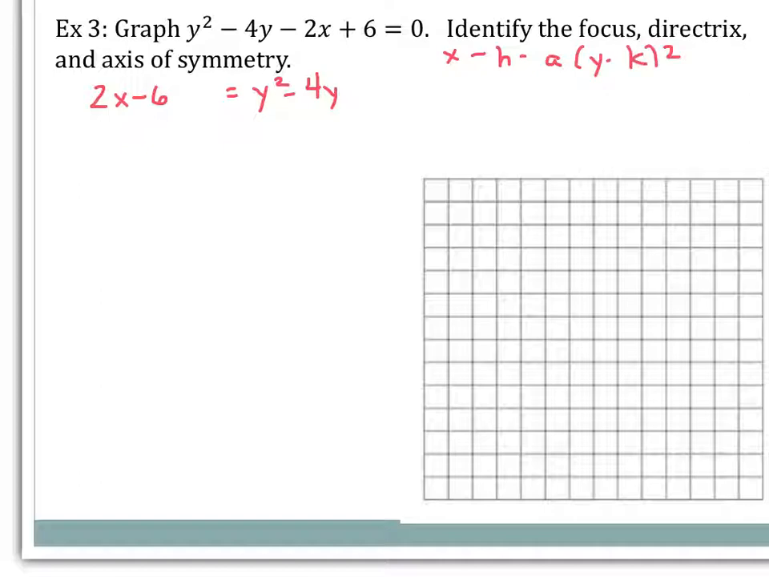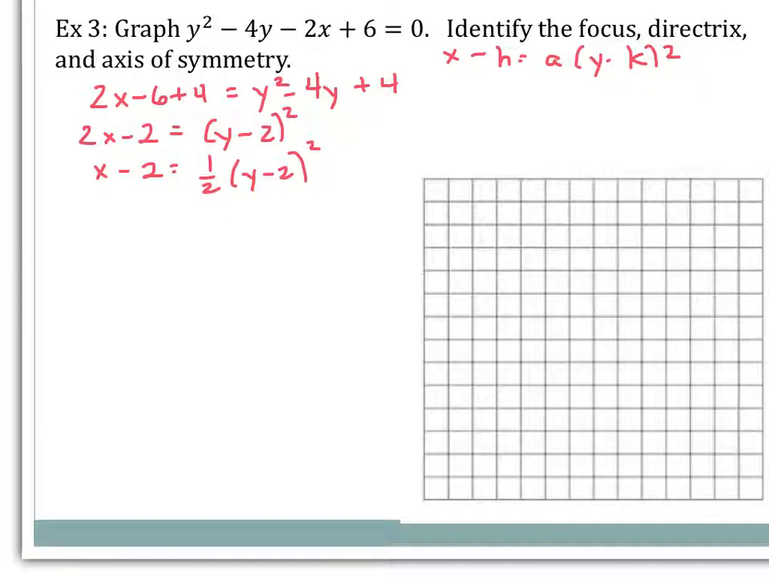Because my form that I want is x minus h equals a times y minus k squared. I have a completed square, so we're going to revisit completing the square. We're going to complete the square of the y because that's where the square variable is. So you're going to half the 4 and square it, so that's plus 4. What you do to one side, you have to do to the other. So then you have 2x minus 2 equals y minus 2 squared. But I need an a, so I've got a multiple of 2 on my left side, so I'm going to multiply everything by 1/2 to cancel that out. And that gives me x minus 2 equals 1/2 y minus 2 squared.